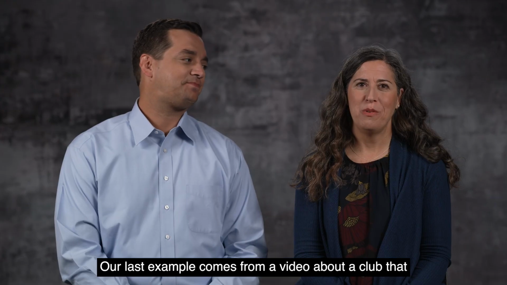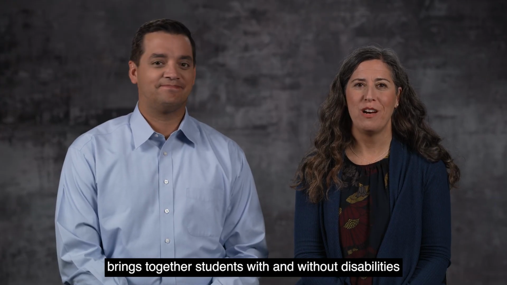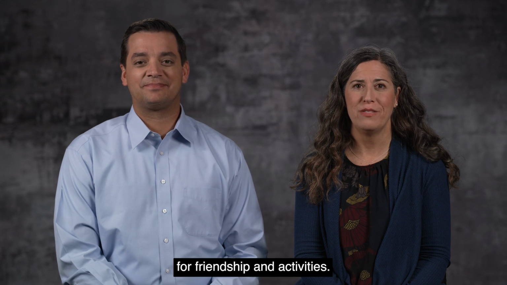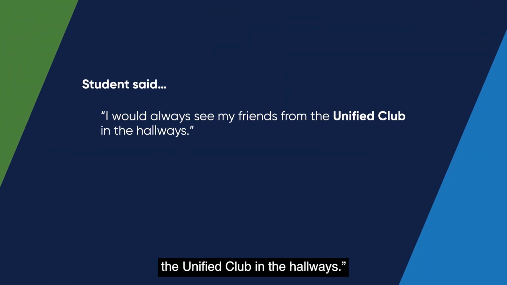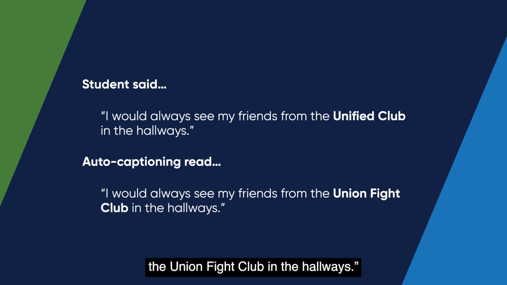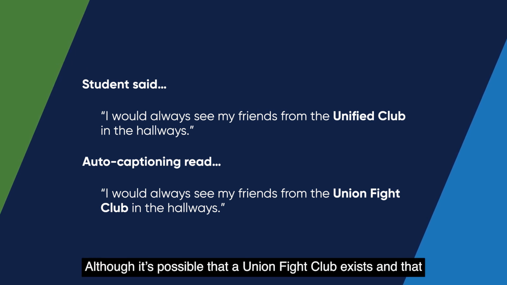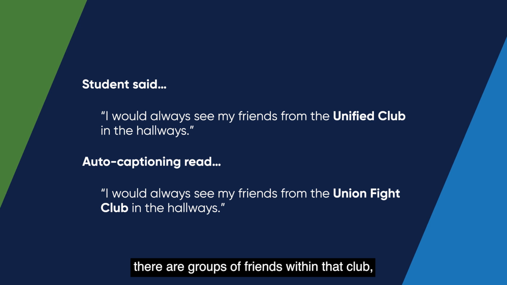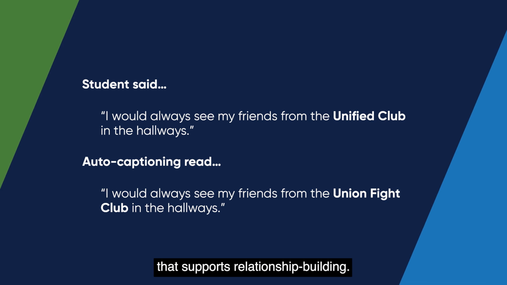Our last example comes from a video about a club that brings together students with and without disabilities for friendship and activities. The student said, "I would always see my friends from the Unified Club in the hallways." But it was captioned as, "I would always see my friends from the Union Fight Club in the hallways." Although it's possible that a Union Fight Club exists and that there are groups of friends within that club, this is clearly not the intended message about an organization that supports relationship building.